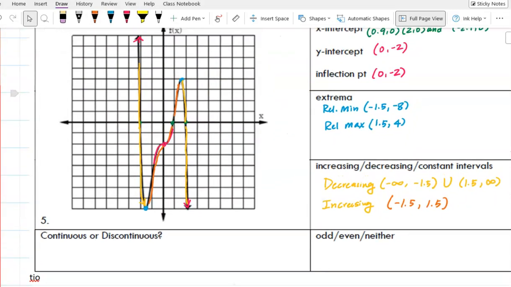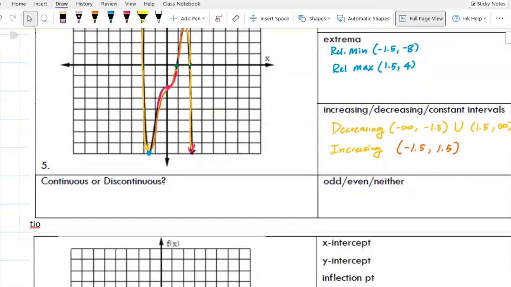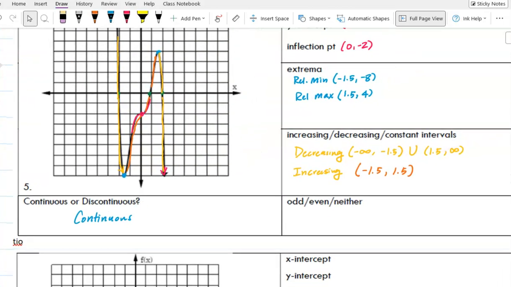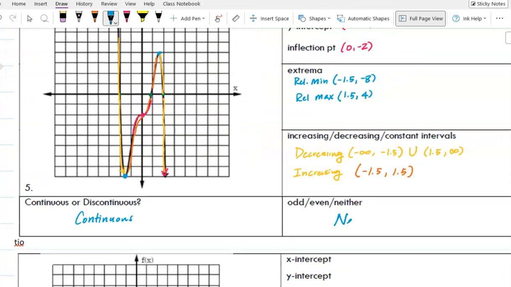Is it continuous or discontinuous? This is continuous. Is it odd, even, or neither? This is neither.